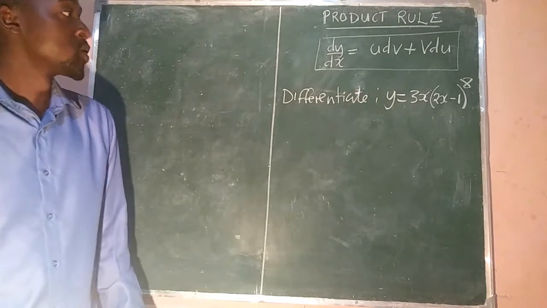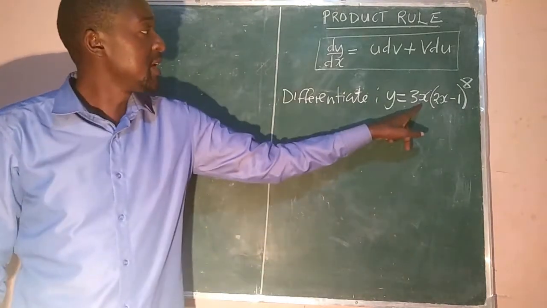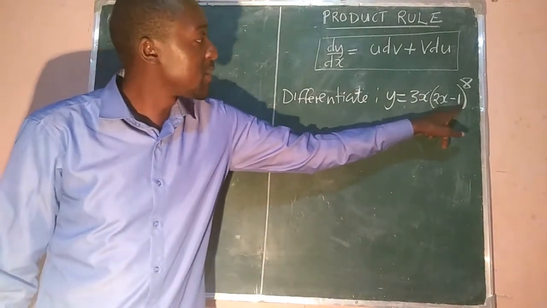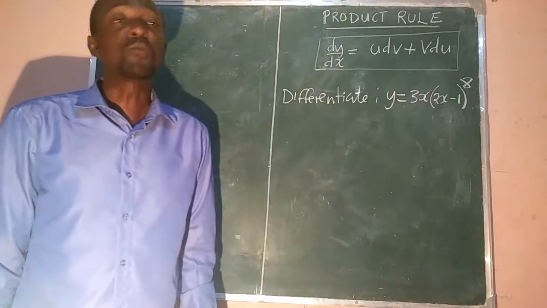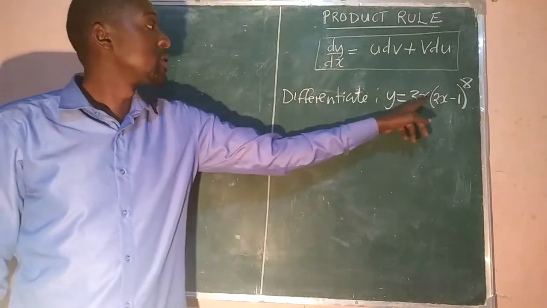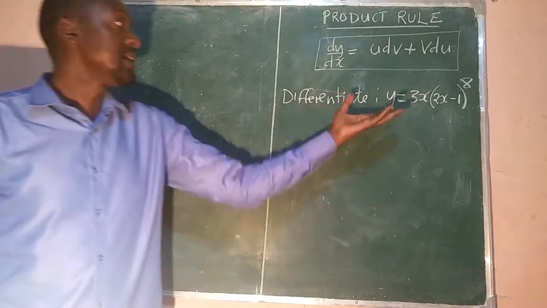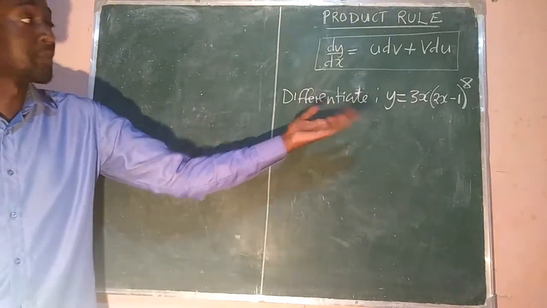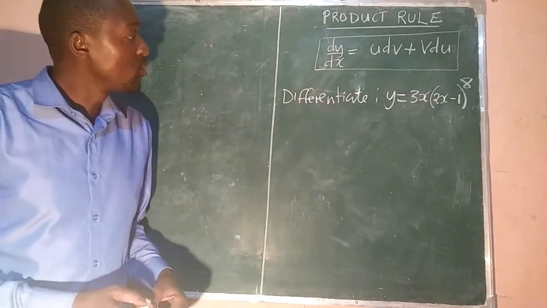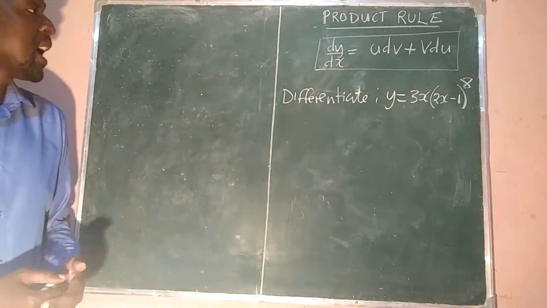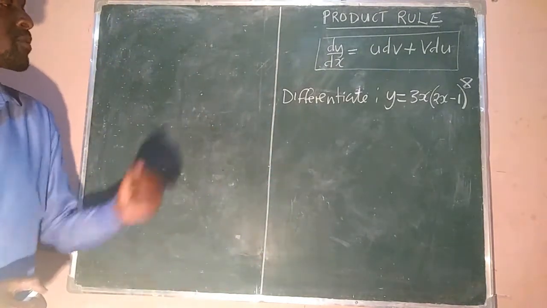Here is an example of a function where we can use the product rule. There are two functions: there is 3x, and there is this function which has been raised to the power 8, and we are multiplying these two functions. Here it's only the product rule that can work. So we are now going to look at how to differentiate this one by using the product rule.